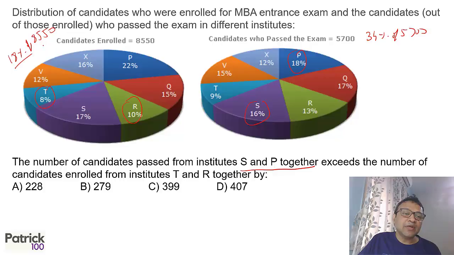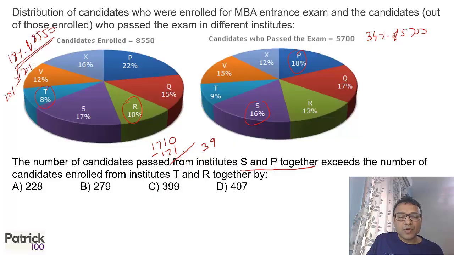For example, if we look at 18% of 8550, 18% is nothing but 20% minus 2%. So what is 20% of 855? If you look at 20, it's just double. So it becomes 1710 minus 2%, which is 171. So 20% is 1710, so 2% will be 171. Subtract it. You will get 1539.